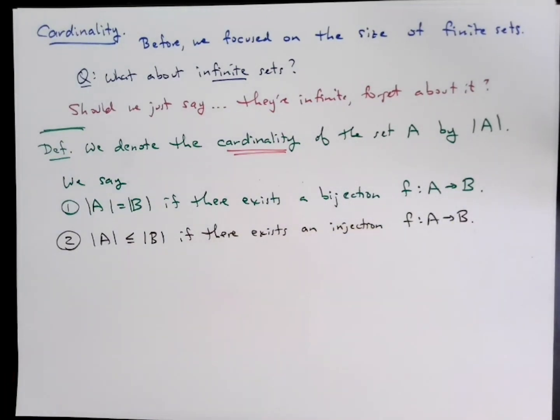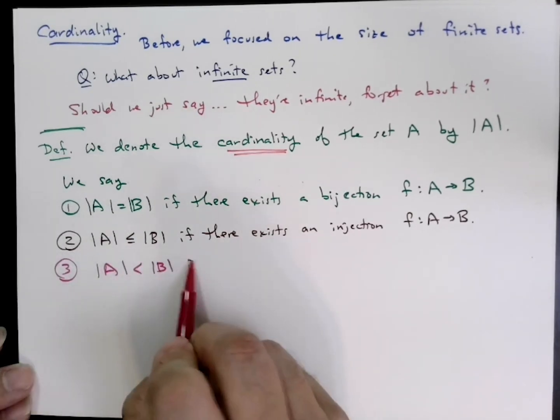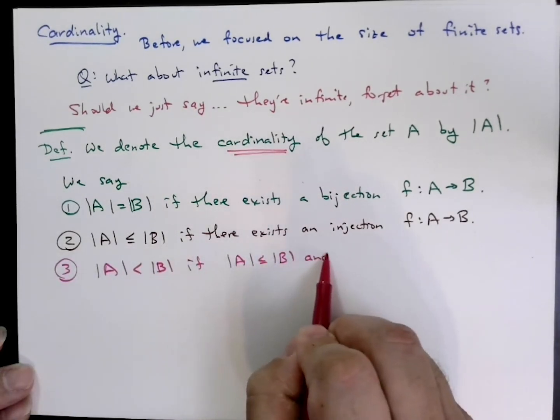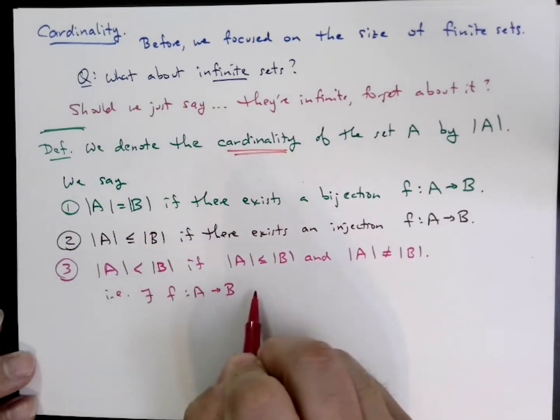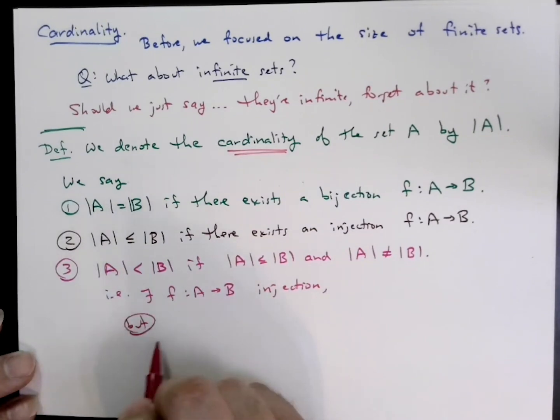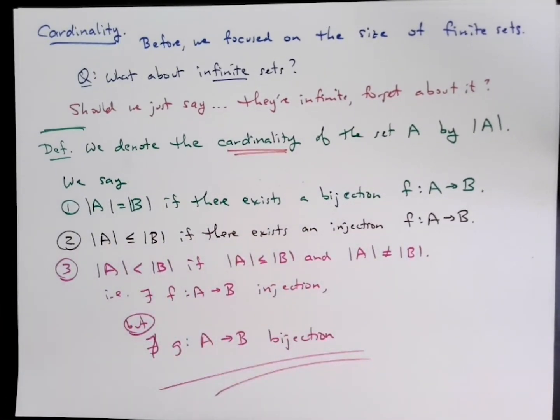And finally, we say that the cardinality of A is strictly less than the cardinality of B if two things are true. The cardinality of A is less than or equal to the cardinality of B, and they do not have equal cardinalities. In particular, this means there exists an injection from A to B, but there does not exist a bijection from A to B.